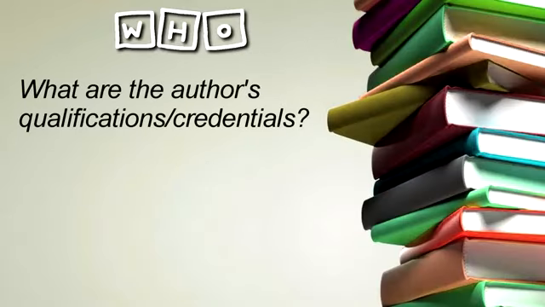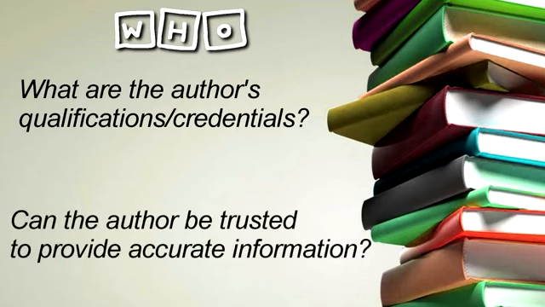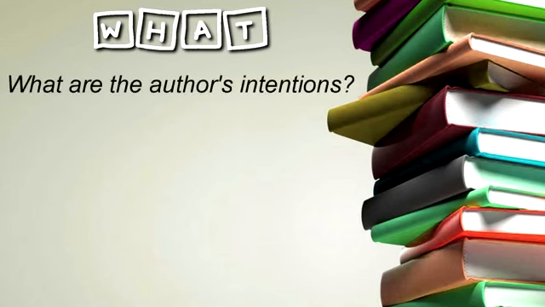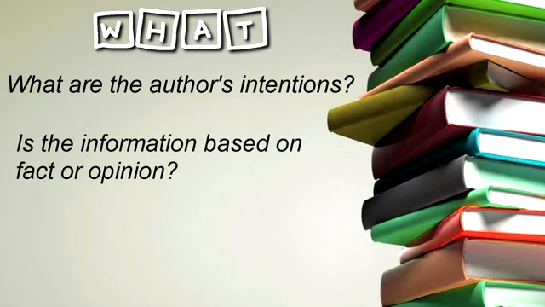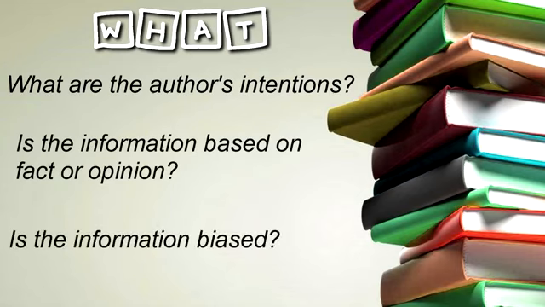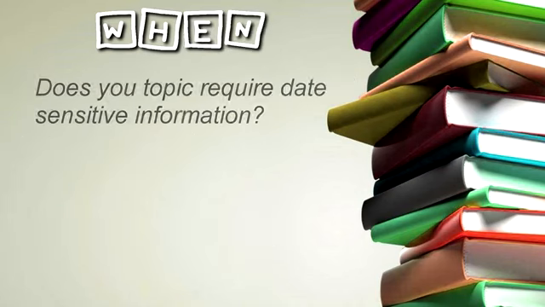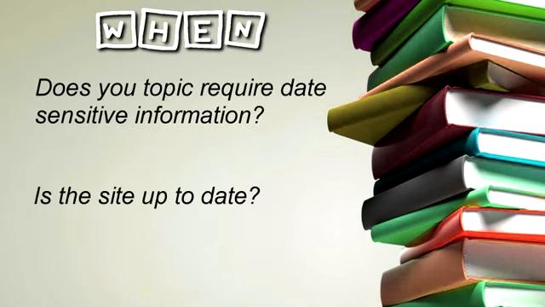Looking at the author's qualifications and credentials helps you evaluate whether or not the information provided can be trusted. By asking yourself about the author's intentions, you can evaluate whether or not the information provided is based on fact or opinion, and if the author appears biased to a certain viewpoint. Based on your topic, the date of publication can help you determine whether a source is viable.